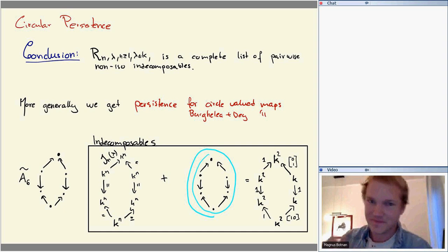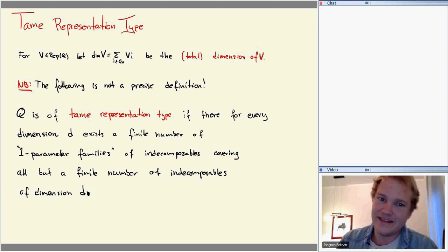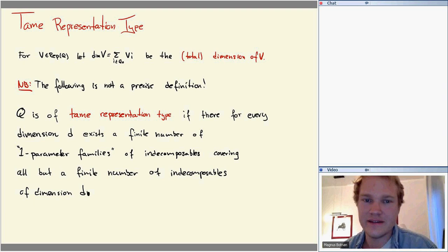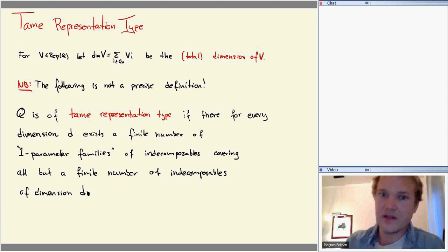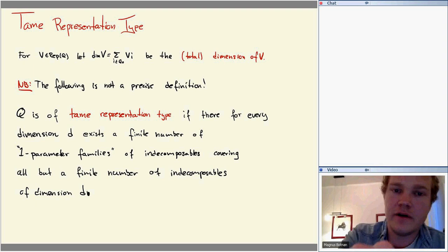So, given this, we are led to this definition of a tame representation type. The definition is not formal. It's not hard to make it formal, but I didn't want to go into too much of this algebra. The basic idea is that, first, let's say you have this representation V, then we define the total dimension of V, or the dimension of V, to be the sum of the dimensions of V_i for every i.